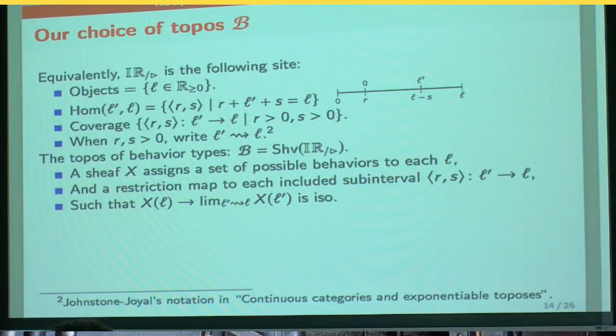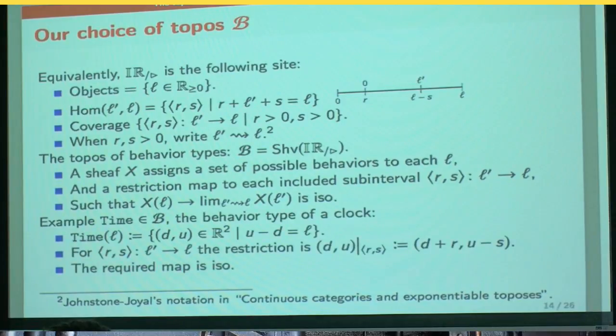So a sheaf, what is a sheaf? Whenever you have a site, you can define sheaves. And so a sheaf on this site assigns what we'll call a set of possible behaviors to each length interval. So we'll get a restriction map for every subinterval. And so there are certain things I can do over an interval of time, over a 10-second interval. And if you look at any subinterval of that, you can restrict.